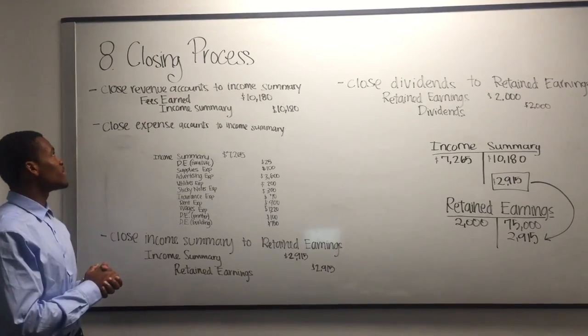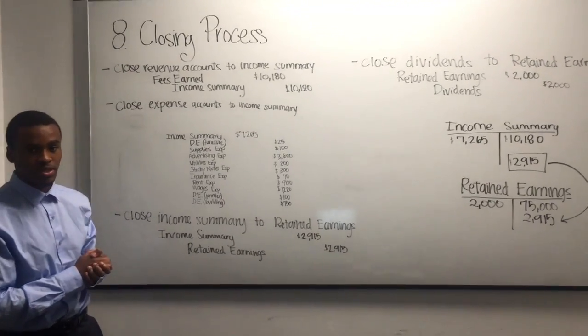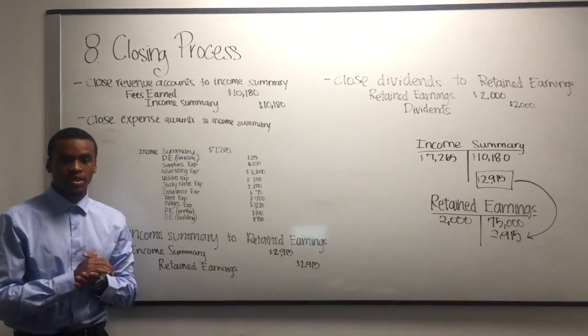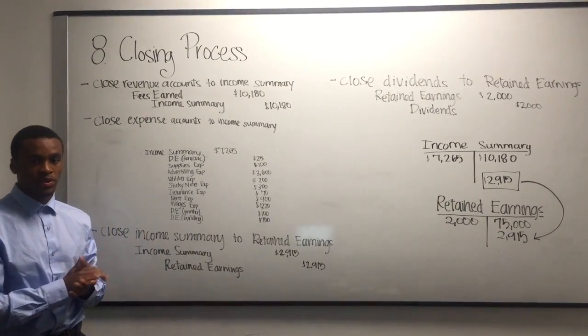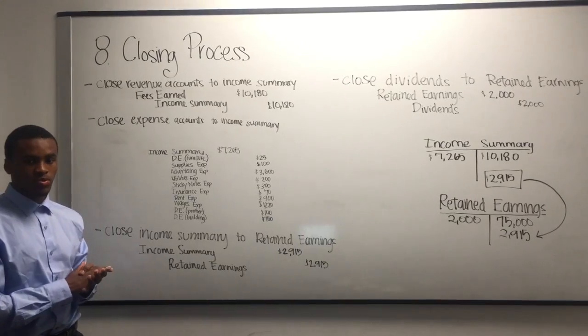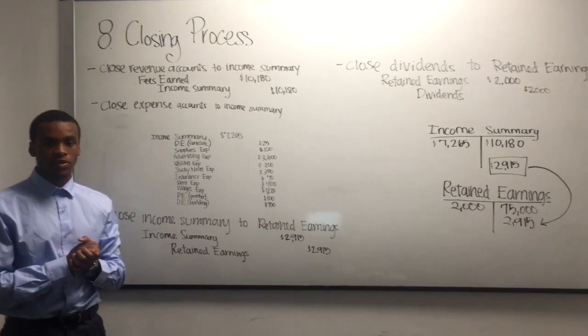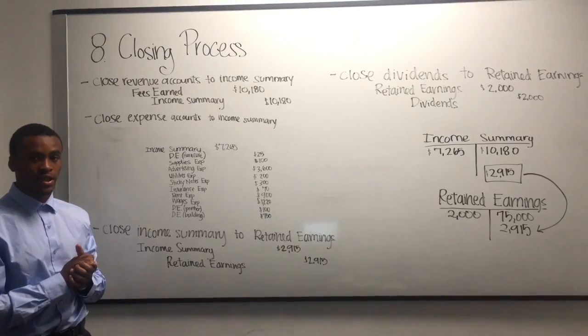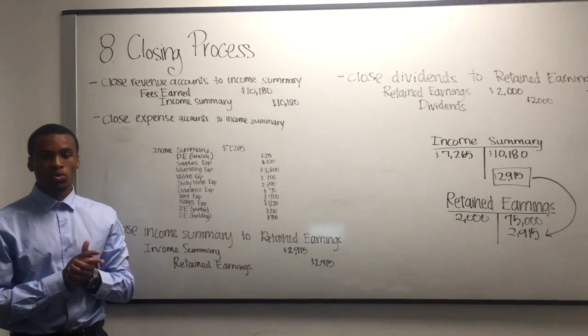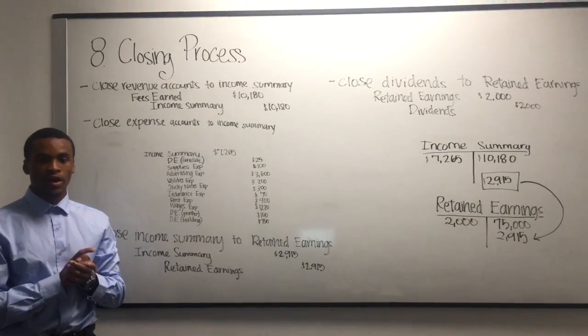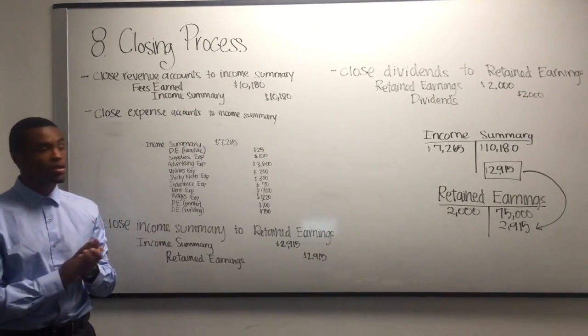Okay, so the 8th step of the accounting cycle is the closing process. It's a very important step. It's at the end of Pear Inc.'s accounting period. When working with the closing process, there are 3 steps that should be followed in order to be successful. First, you have to identify the accounts you are closing. Second, you must record and post those closing entries. Finally, you must prepare the closing trial balance.